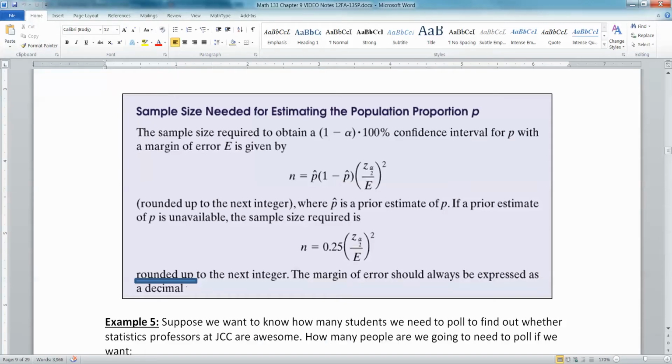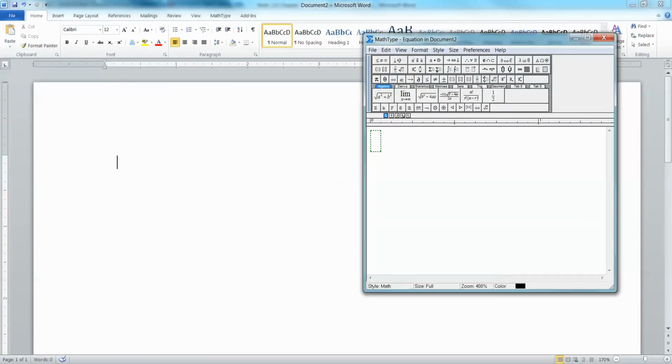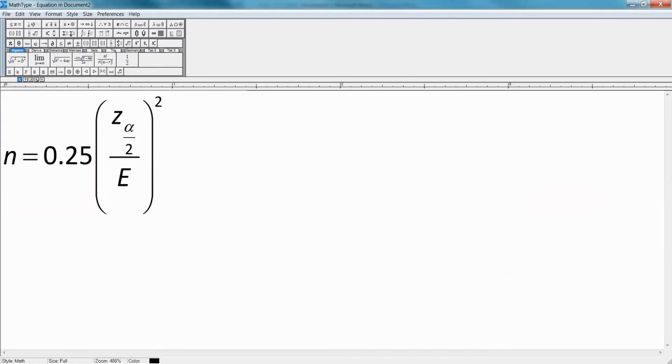Bring up a new sheet. So n was equal to 0.25 times z alpha over 2, and then all of that was divided by the margin of error, and then it was squared. Okay? And keep in mind, this wasn't the only formula to use.